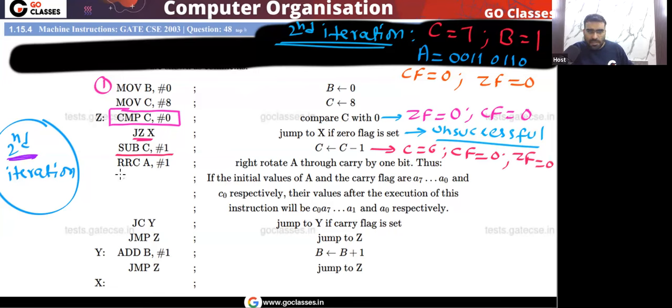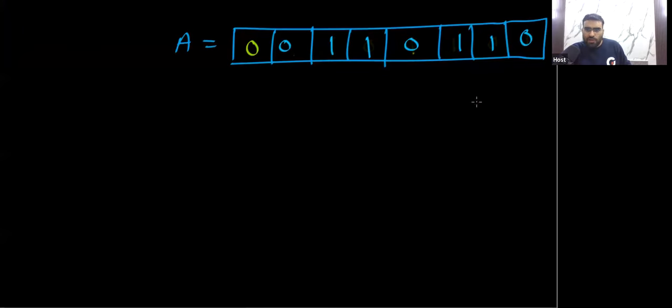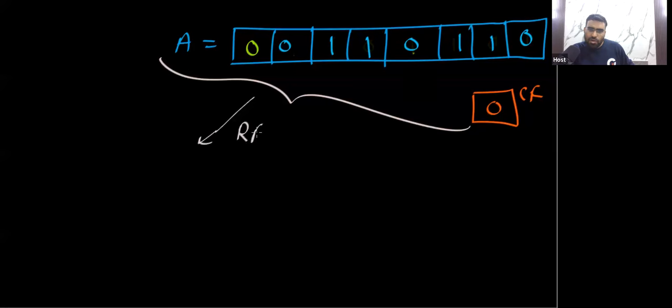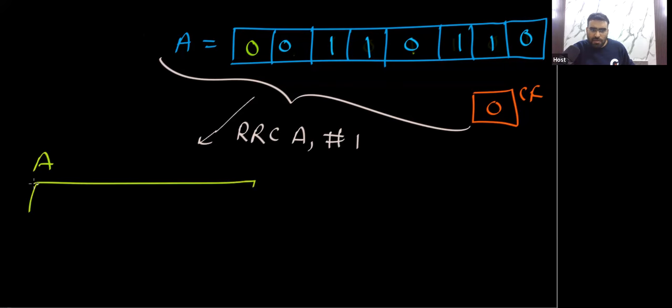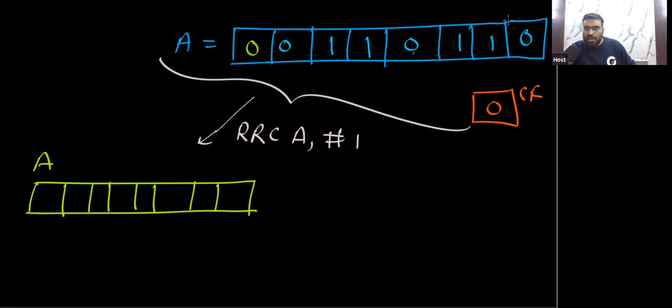The C value has become 6. Now notice in this instruction, what will happen? You already know the carry flag. This is the value of A, and what is the value of carry flag? The carry flag is 0. Now when you do this RRC, what will happen? If you execute right rotate A one time, what will be the next value of A, and the next value of carry flag? Please tell me. You are doing the right rotate. Yes or no? Every bit will move to the right.